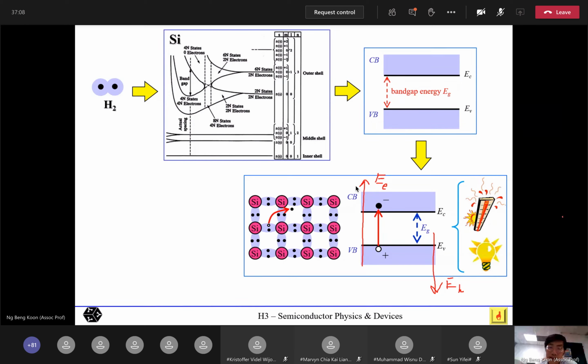The way to understand this, conceptually, is to think of the hole as like a bubble.